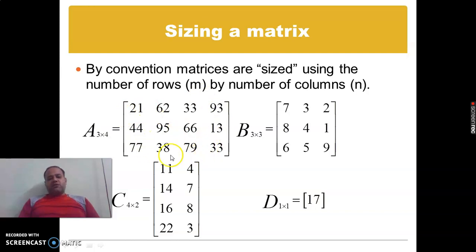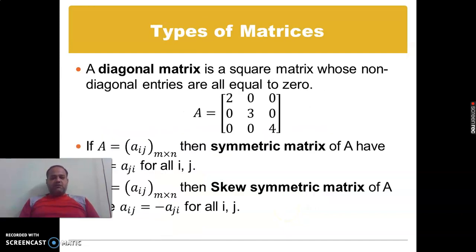So this is a rectangular matrix. Here, see that rows and columns are equal, so this is a square matrix. Here the rows and columns are different, so this is a rectangular matrix, and here rows and columns are again equal. So we can say that D is a square matrix. So next, types of matrices.